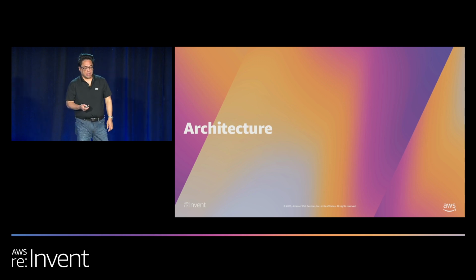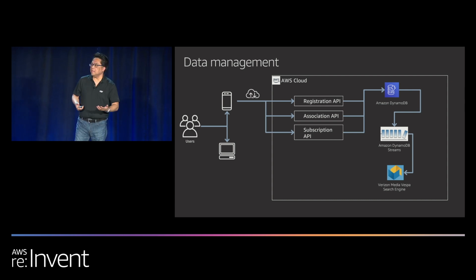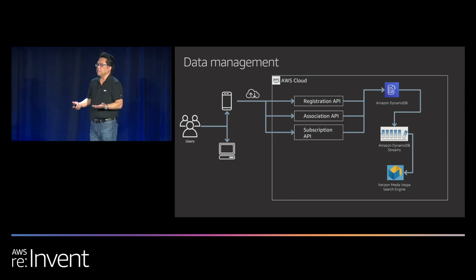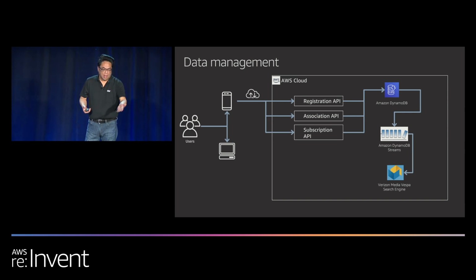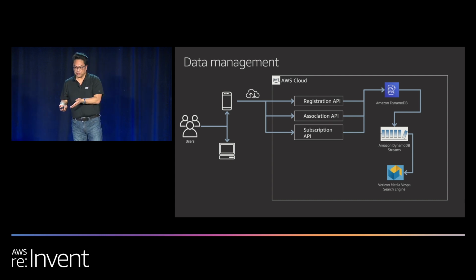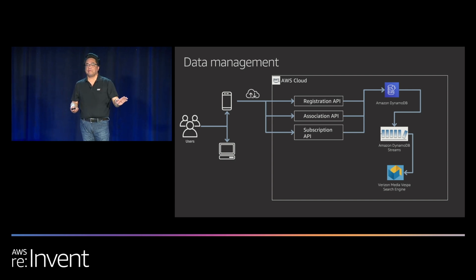So let me just deep dive into the architecture. We have a data management flow. Obviously, we need the device token or registration token from the device to flow into our platform. That is being done through the registration API. The association API is the way for mobile applications to tell us their users. The mobile application brands have the complete flexibility to identify their users. We have no say in that. It's really very flexible. Thirdly is the subscription API.